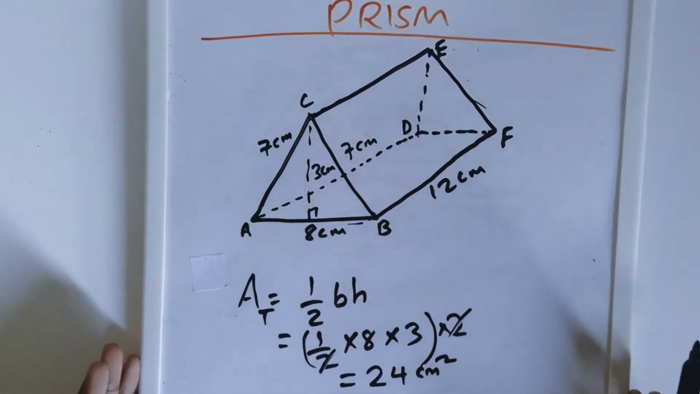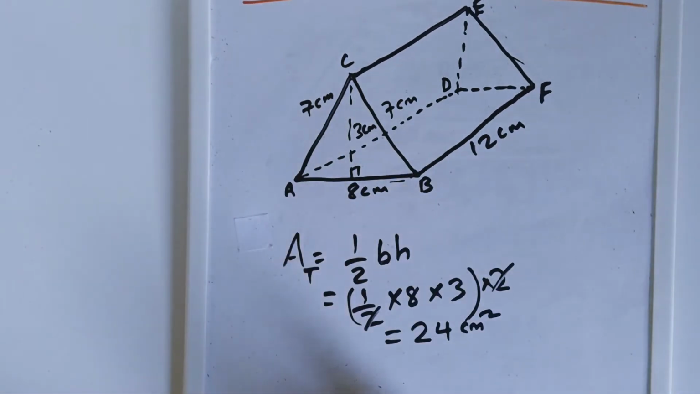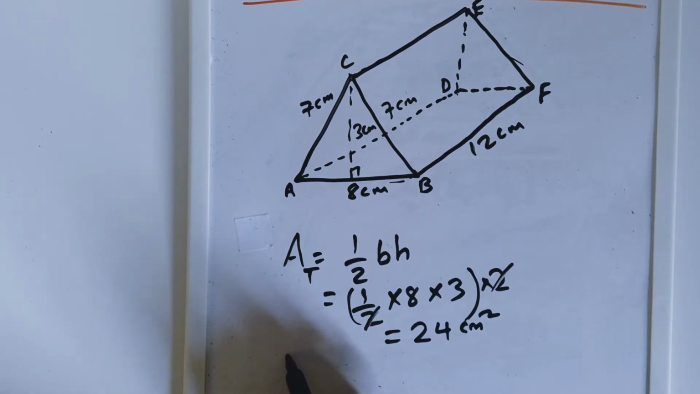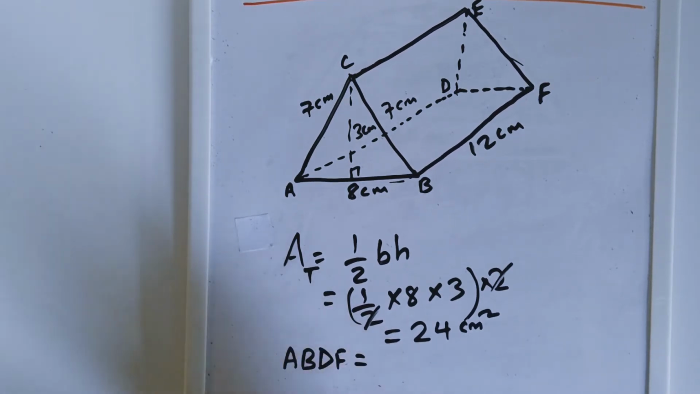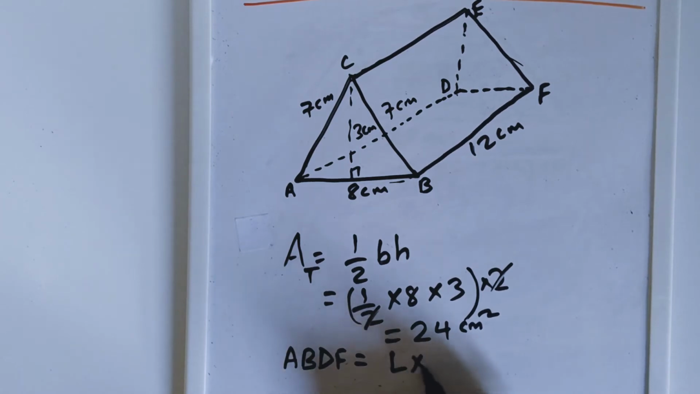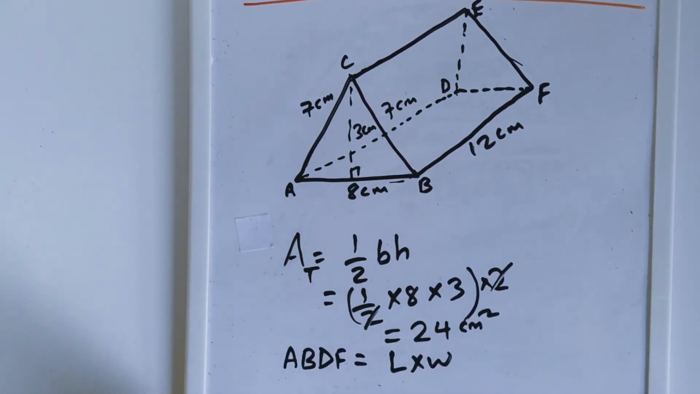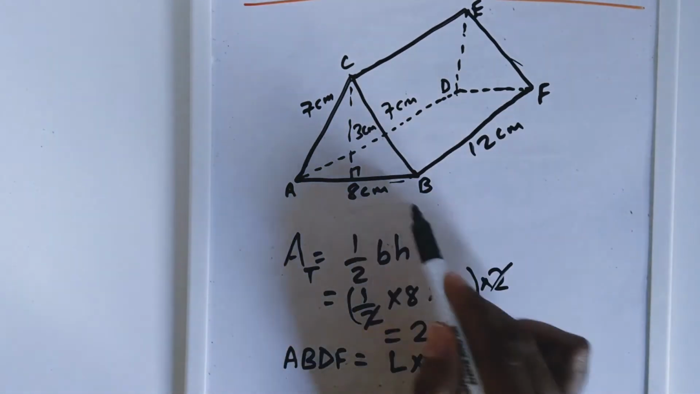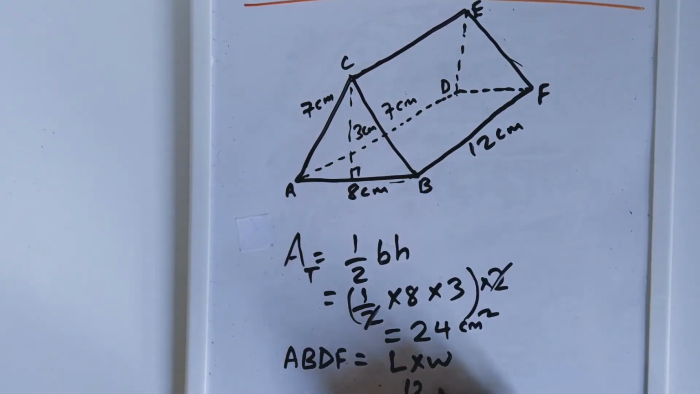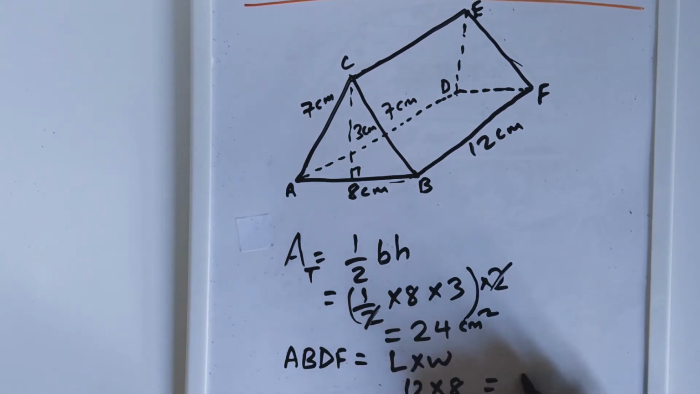Let us find the area of the rectangles. Let's start with rectangle A, B, D, F. The area of a rectangle, we said, is L times W. What is the length of rectangle A, B, D, F? Its length is 12 multiplied by 8. That gives me 96 centimeters squared.